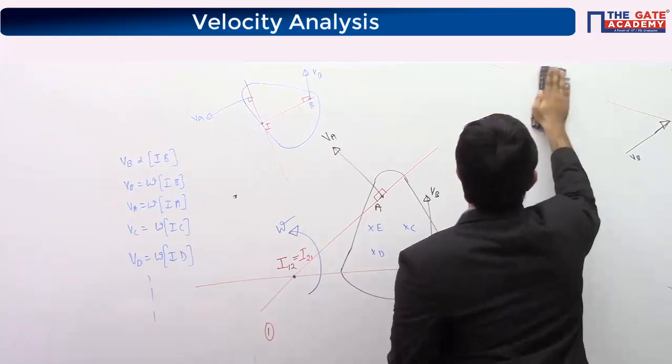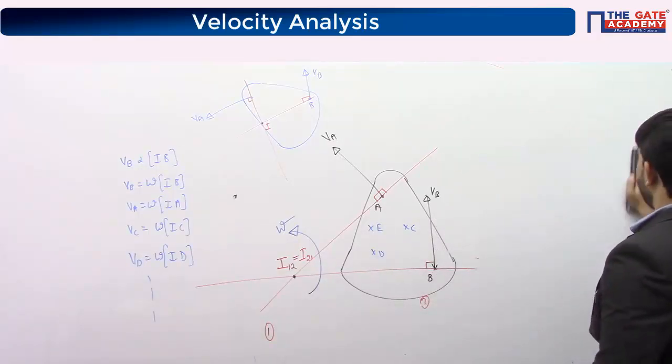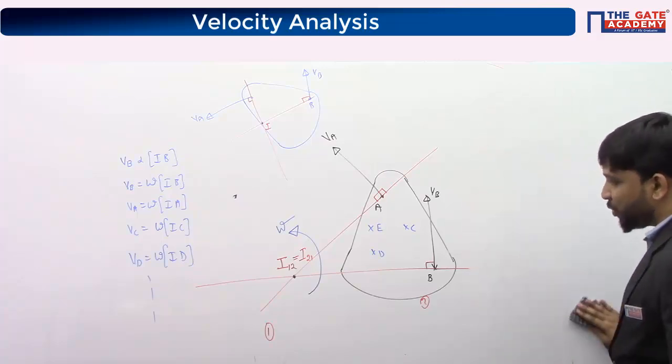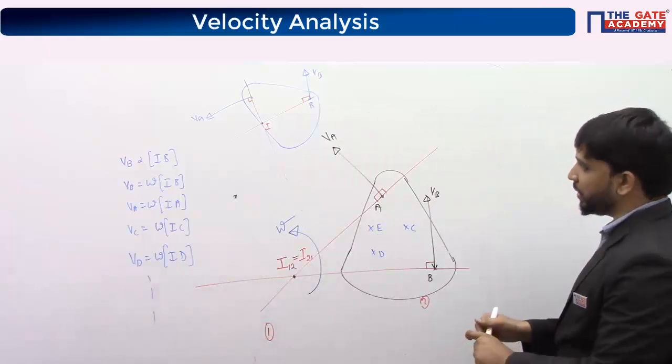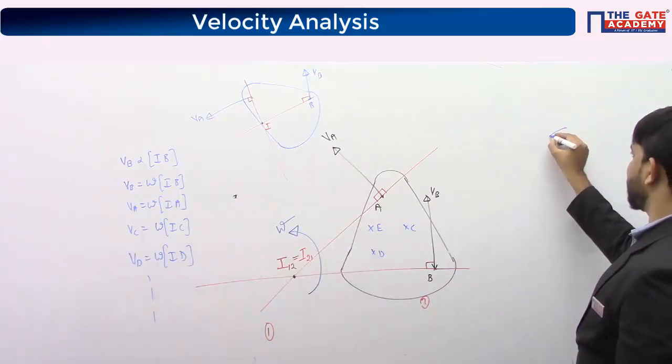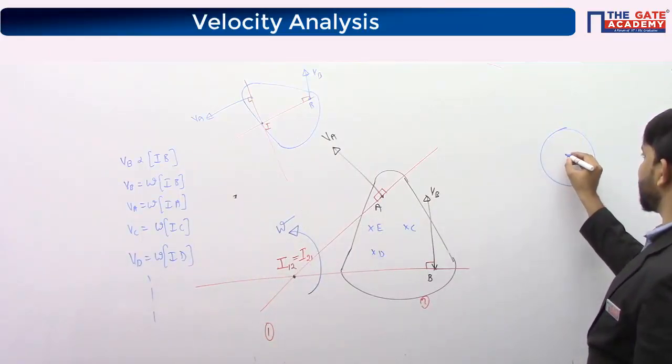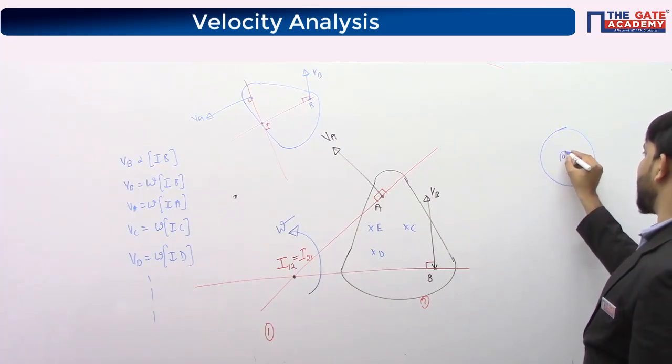Just listen here. Whenever I say instantaneous center of rotation for two bodies, just look here. What exactly does it mean? These are the properties of the center, okay? So I'm taking a disk.